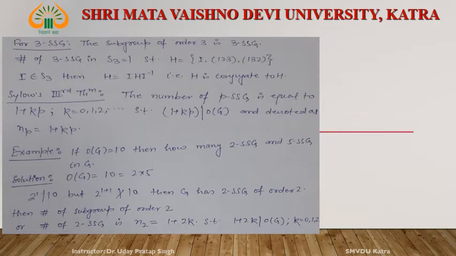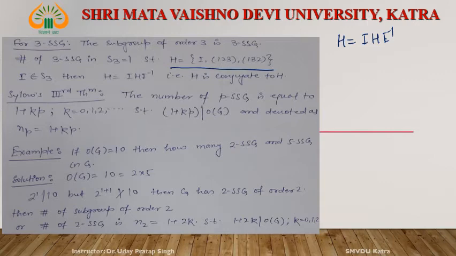Similarly, 3 SSG, this is 3 SSG. Then this H can be written as identity H, identity inverse. So they are conjugate to each other. But one more question arises here. How many p-SSG exist? For any finite group, if p-SSG exists, then how many p-Sylow subgroups exist?